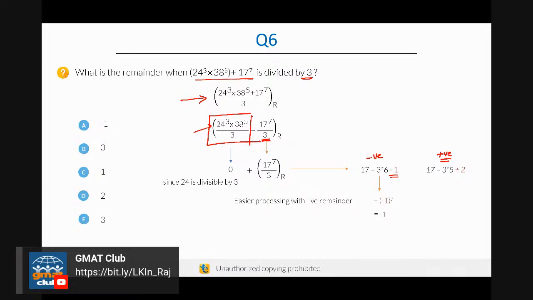And we say, man, this was a negative remainder, and we know the remainder can't be negative. So what do we do? We add our divisor back to it to convert it to a positive remainder, and we get the answer as 2. Now, we can also do it using positive remainders.